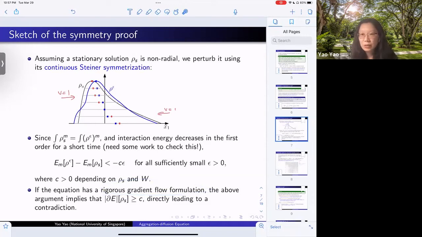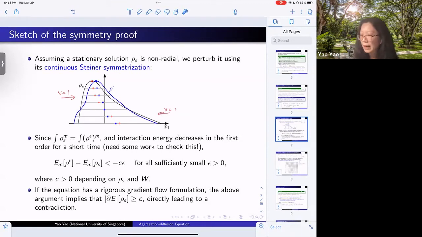However, we don't want to just deal with these semi-convex potential W. We are more interested in these more singular potential W where there is no rigorous gradient flow theory. So this makes the actual proof a lot more technical. So let me try to hide most of the technicality from you. But let me mention that in the actual proof where we have to deal with the case where there is no rigorous gradient flow formulation, the idea is that on the one hand, we have to use the fact that rho S is the steady state, so such perturbation should make the energy change by the second order or higher.